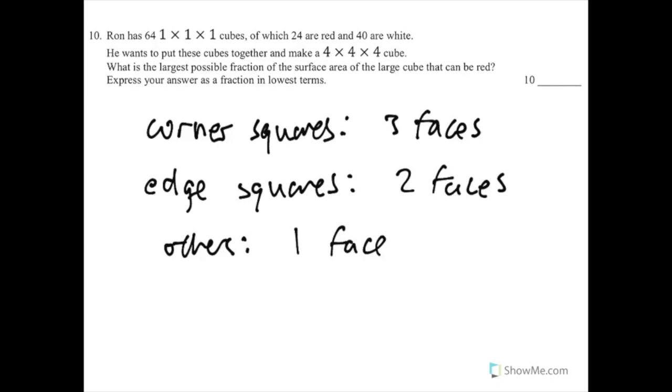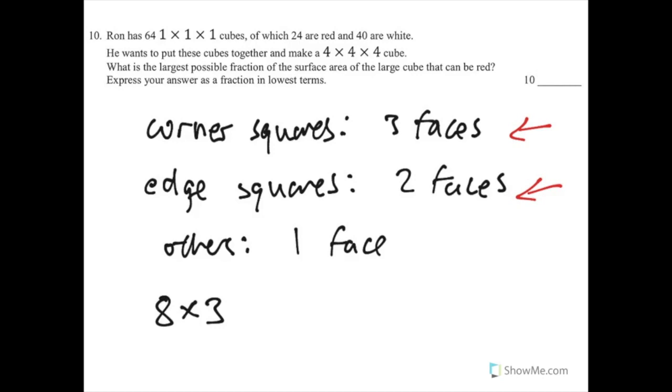And since we want to maximize the surface area of the large cube that is red, we want to place as many red cubes basically on the corners and along the edges. And so we need to see how many of these squares there are. And first, the corner squares. There are 8 corner squares. Essentially, they're the squares at the vertices. So we can say that for 8 of these, we have 3 faces on the outside.